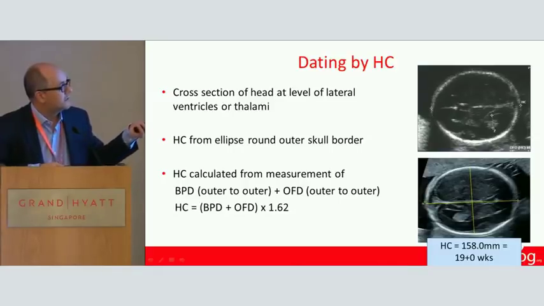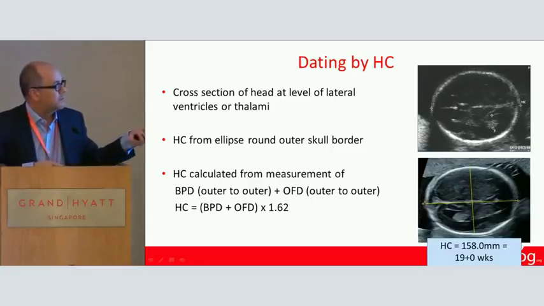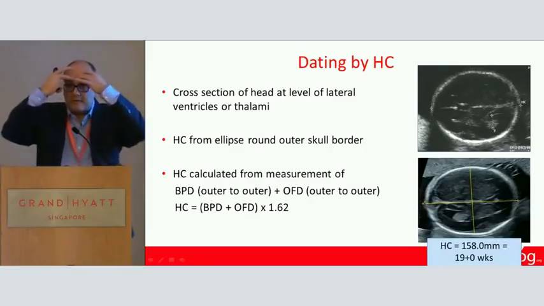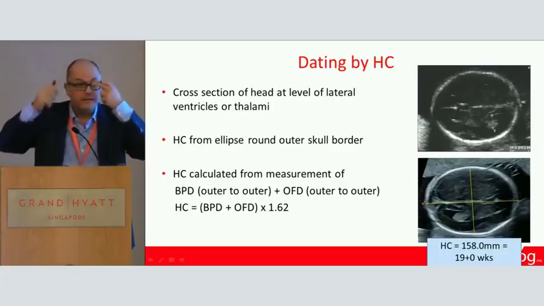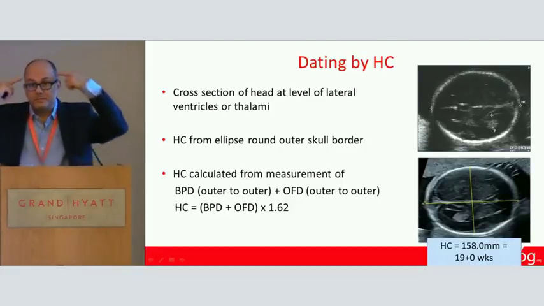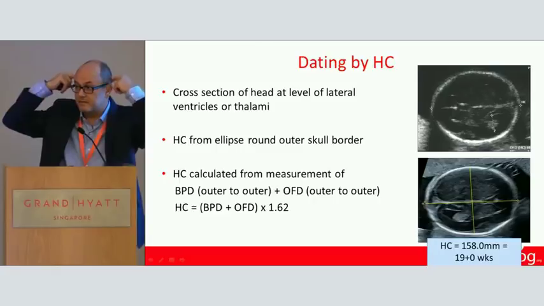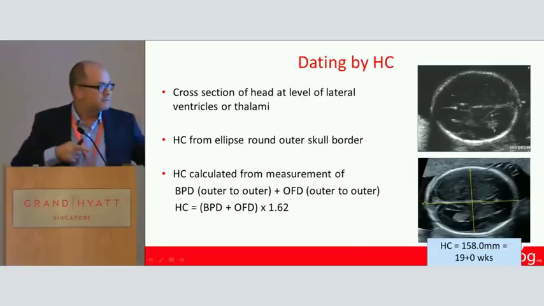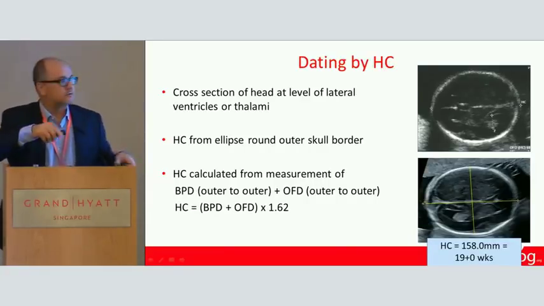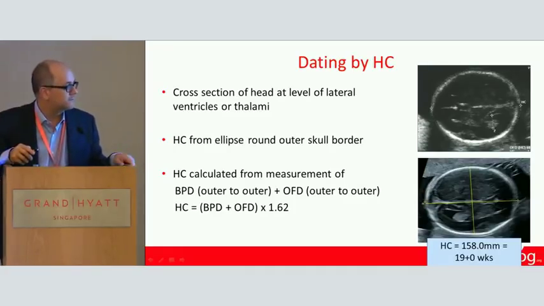Okay. So you can take the cross-section of the head at the level of the lateral ventricles or at the level of the thalami. Remember to put the head circumference on the outside like a tape measure. If you don't have the ellipse facility, you can also measure the BPD and the OFD, but you need to measure the BPD from outer to outer if you're going to calculate the head circumference. Yes? Otherwise, you're not calculating the head circumference. Does that make sense? And there's a formula that calculates the head circumference automatically for you, which is based on the BPD and the OFD, which is written down there.